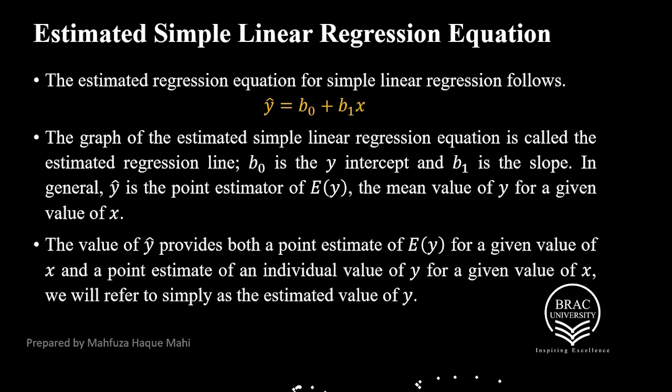The estimated regression equation for simple linear regression is y hat equals b0 plus b1 x. The graph of the estimated simple linear regression equation is called the estimated regression line. b0 is the y-intercept and b1 is the slope of the graph. In general, y hat is the point estimator of the mean value of y for a given value of x. We will simply refer to y hat as the estimated value of y here.